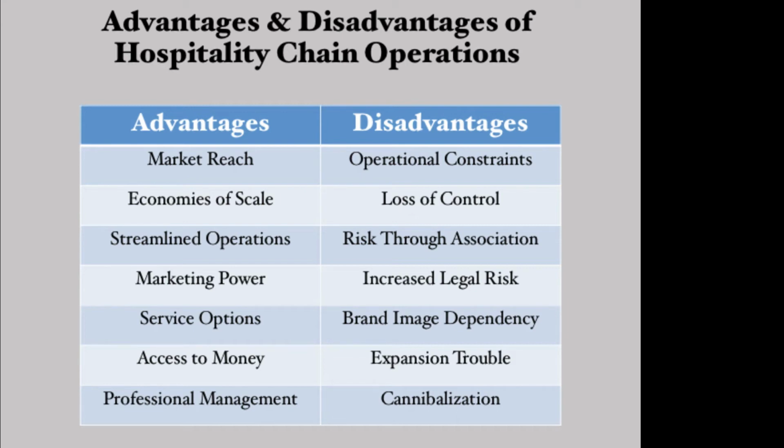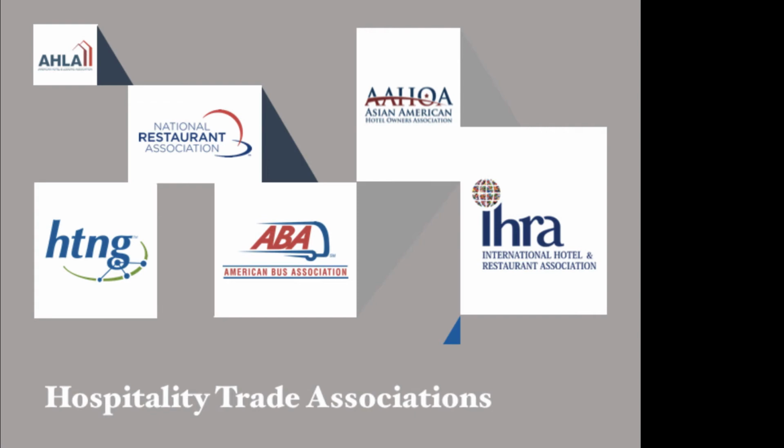There is a risk through association, increased legal risk, of course, as well, because you have more parties involved. Brand image dependency: if one hotel in one regional location does not operate the same as, let's say there's one in New York that does not operate the way that one does in Boise, Idaho, well, your brand is going to be dependent upon that image, and you're putting your name out there for the consistency that the consumer expects. There may be expansion trouble. To look at that, just take a look at the movie The Founder, and of course cannibalization as well, as people may try to hurt you from within.